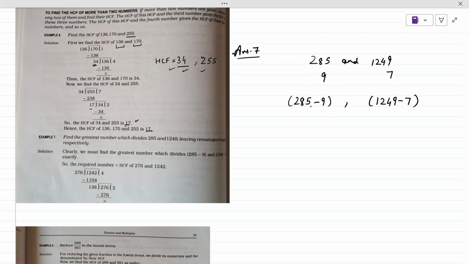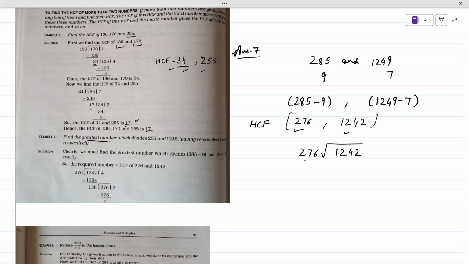So in this case, 285 minus 9, it will give us 276, and the next number is 1249 minus 7, which will give us 1242. These are the two numbers. And then what we have to do is we have to find the greatest number. That means we have to find the HCF. So what we will do, we will take this number 276 and divide using the division method 1242.